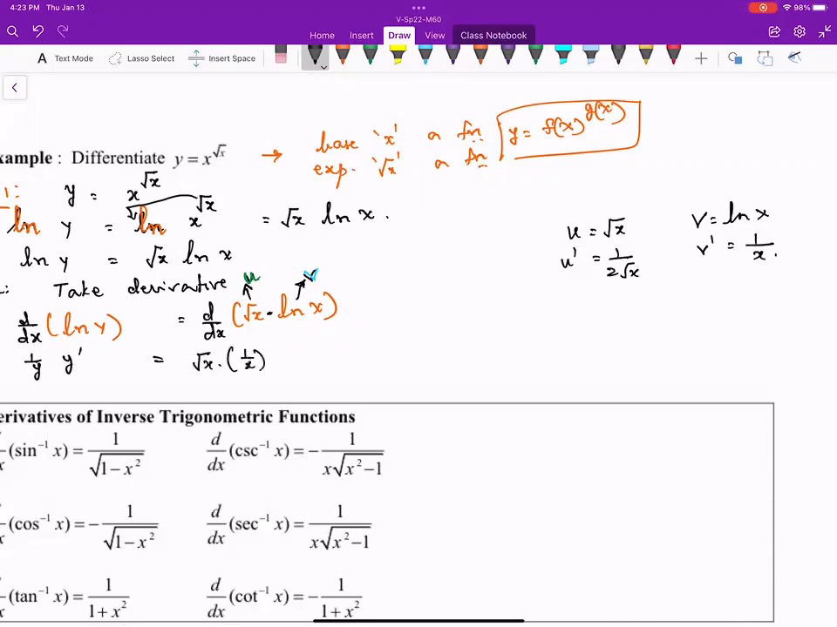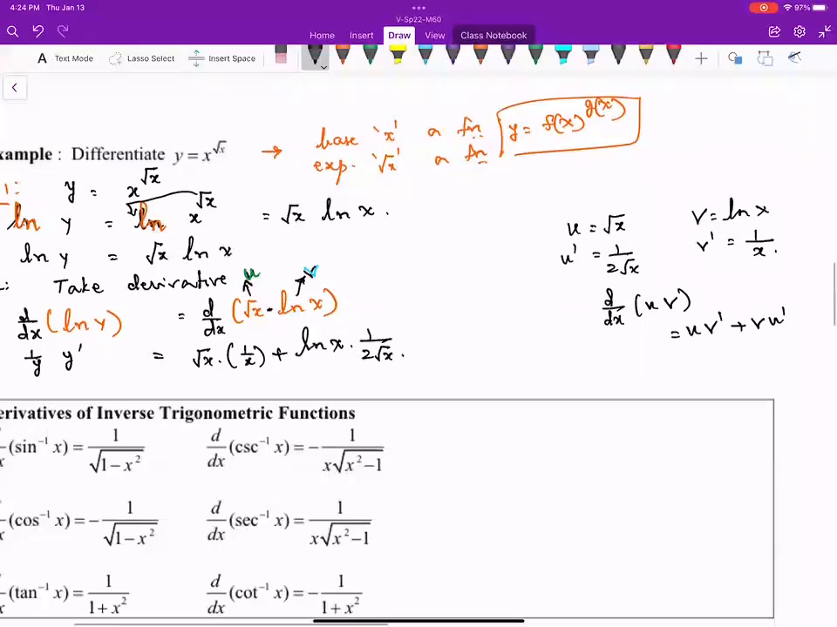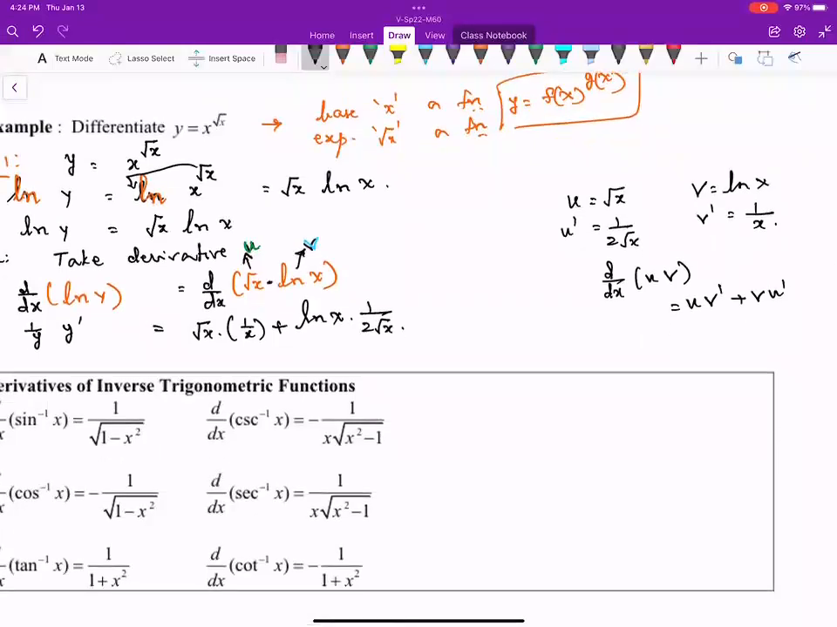I'm applying the product rule. So you guys know what the product rule is. If you have d by dx of uv, it's u v prime plus v u prime. So here I have written u, then v prime, plus v, which is ln x, and then u prime, 1 over 2 square root of x, right? Okay. So if I rewrite this, it's root of x over x plus ln of x over 2 square root of x.